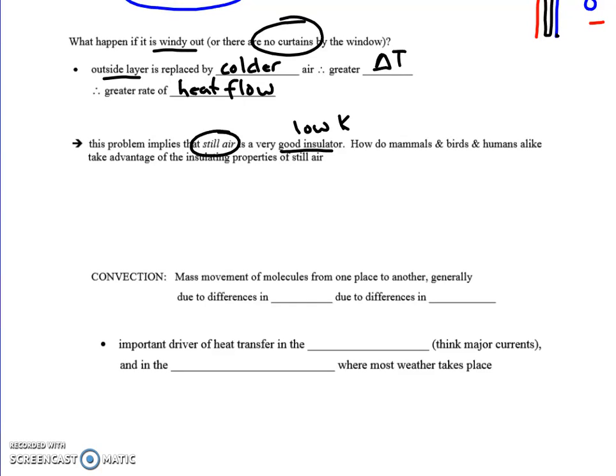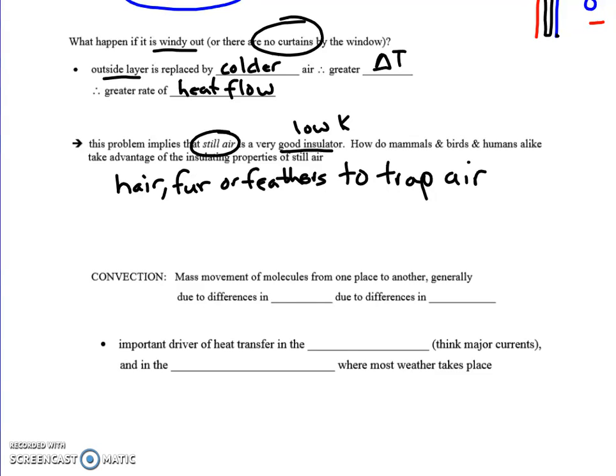So how do we, as mammals or birds alike, take advantage of this insulating property of air? We have hair or fur or feathers for the sole purpose to trap air. And since air is a very good insulator, you're not going to get much heat flow through conduction, and if it's trapped, it's not going to move. And we see from the previous problem why that's so important.